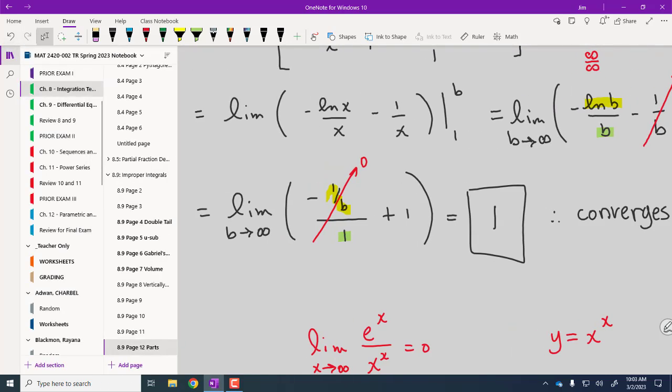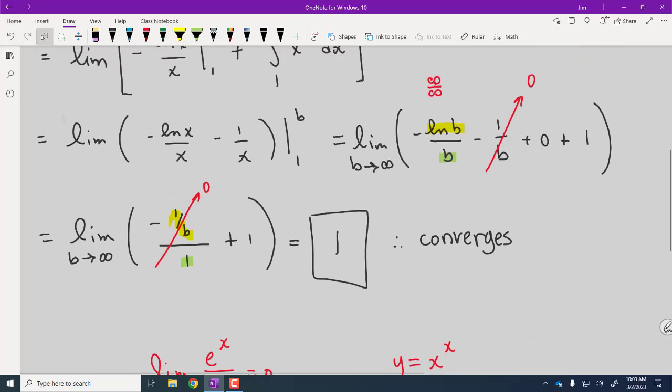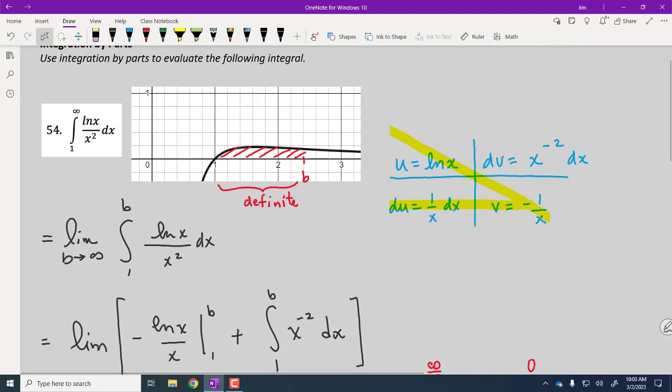Okay, so another weird thing. When we integrated 1 over x squared from 1 to infinity, what did we get? 1. And now we're integrating natural log of x over x squared and getting 1. Deal with it.